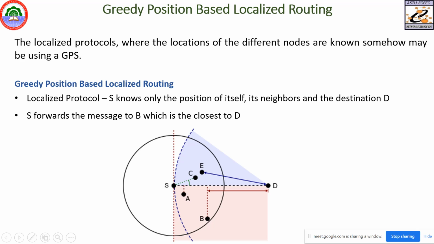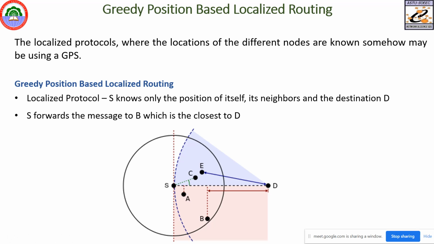Here in this case, it will collect the information from the neighbors called C and A, then it will store it with S. Now S knows the location of itself, the location of A and the location of C. In the same way, C knows the location of S, the location of A and the location of E, like that.